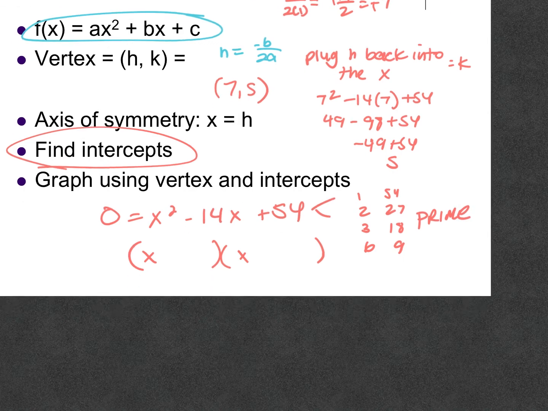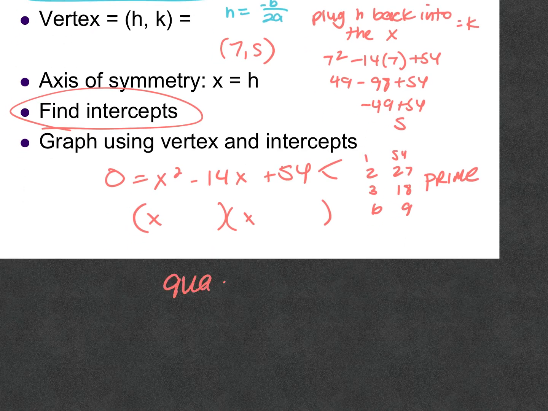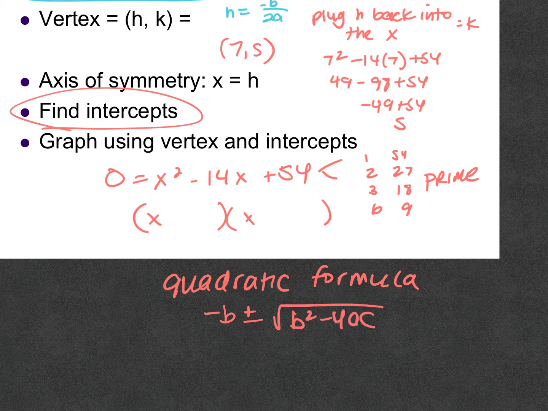If you can't factor it, you can move on to the quadratic formula, which is negative b plus and minus the square root of b squared minus 4ac over 2a. In this example, what's underneath the square root will be negative, so it wouldn't be able to be found that way. This would have no x-intercepts, so you'd have to plug in your extra points.